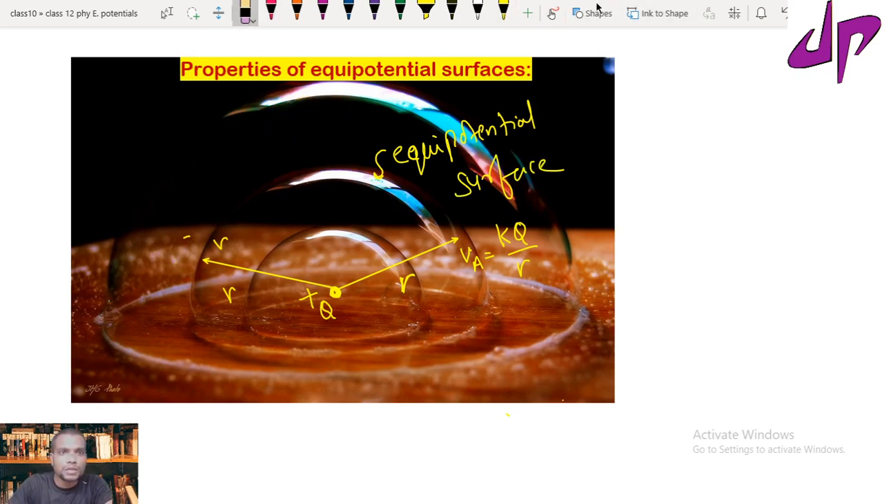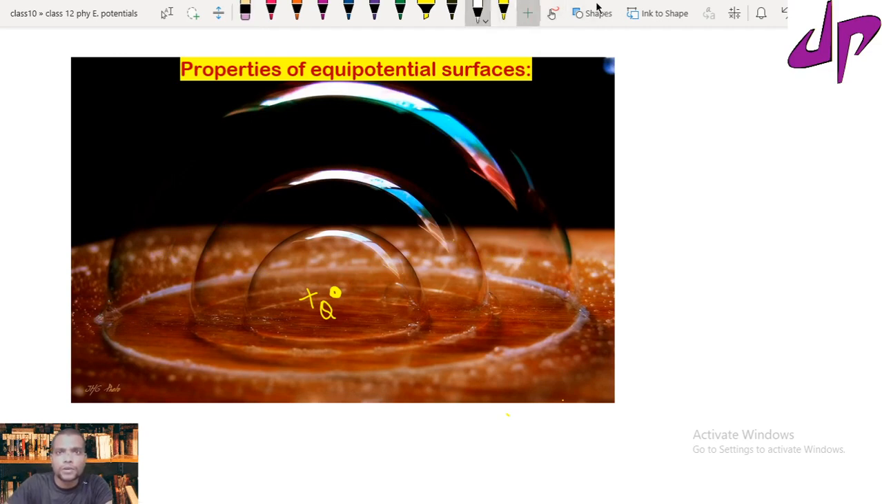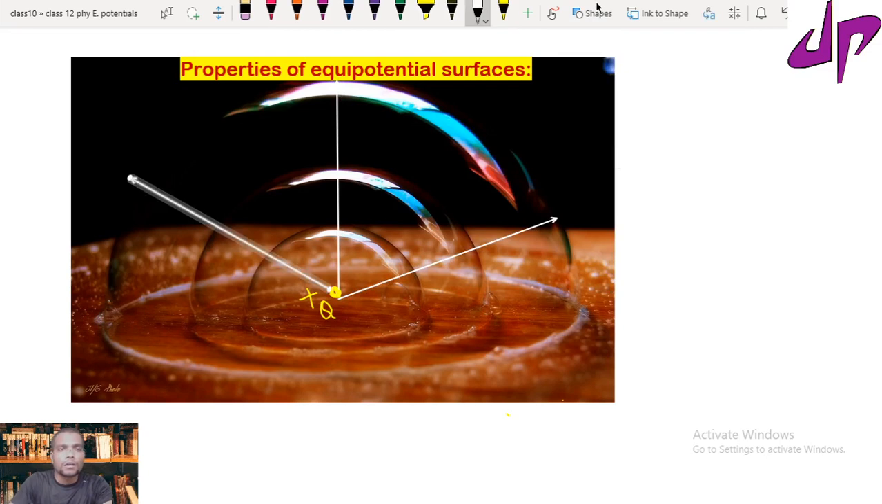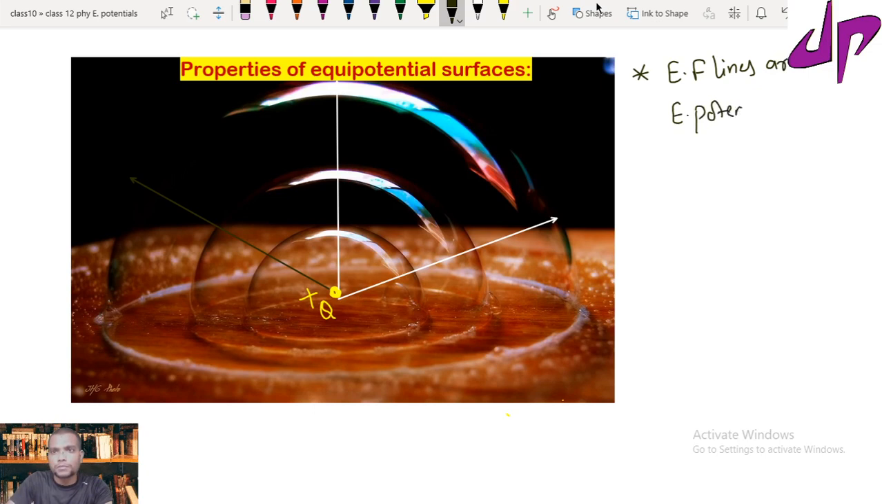So the first property: suppose you take electric field lines for this positive charge, and I draw the electric field lines from the positive charge. These white lines represent the electric field lines. Now if you write the first property, the electric field lines are perpendicular to the equipotential surface.